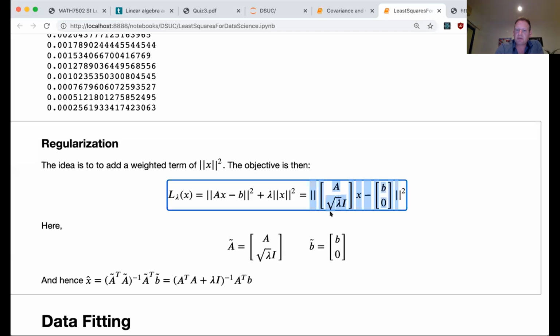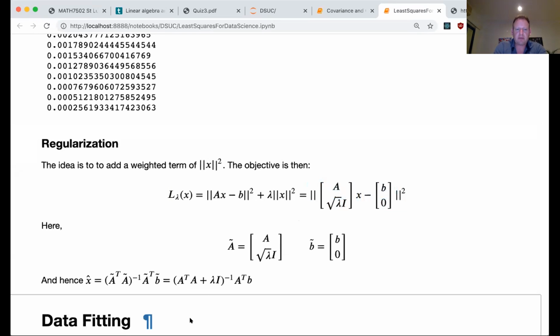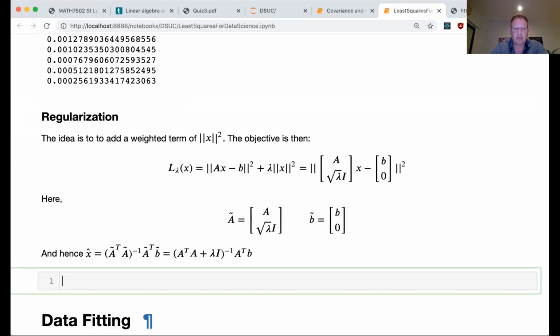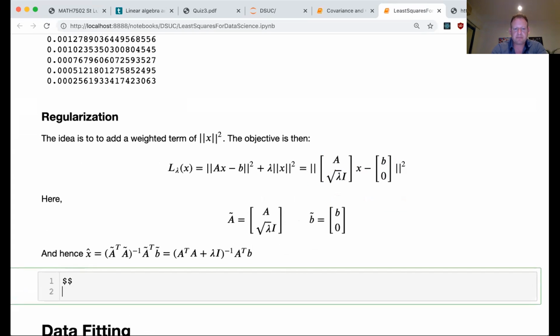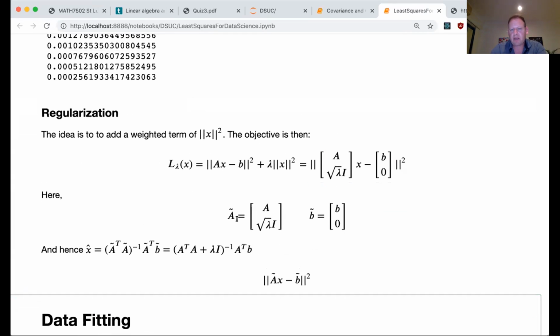In the new least squares problem, what we're doing is minimizing, let me actually write this above, the norm of tilde A x minus tilde b, where the tilde A is not your original A, it's the original A with the identity stacked below it.